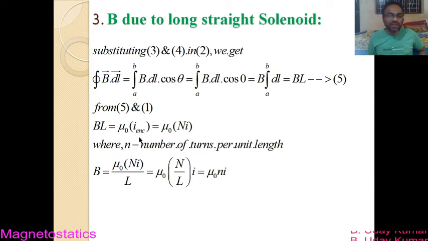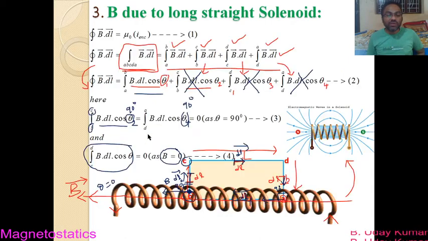What is this I enclosed? That is important, and you have to understand it here. I enclosed is nothing but the total current that is present inside the closed path. So inside the closed path, what is the current that is present? We always get confused here, because whatever current is entering this solenoid, I take it as either small i or capital I.